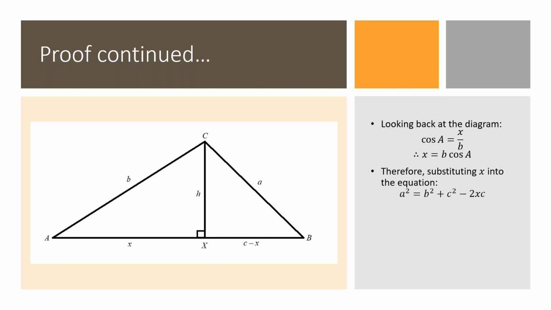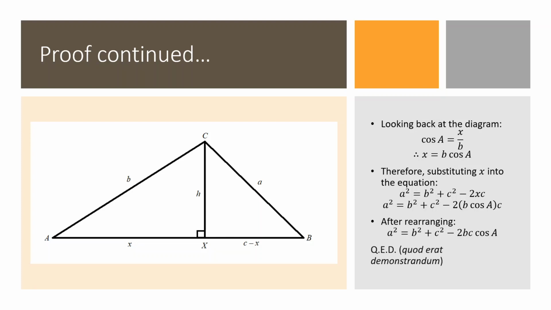So we have a squared is equal to b squared plus c squared minus 2x times c, and then we put in b cosine of a for x. And then if we just reorder the terms a bit, we get a squared is equal to b squared plus c squared minus 2 times b times c times the cosine of a. And we put a QED to let you know that we have formally proven the law of cosines.